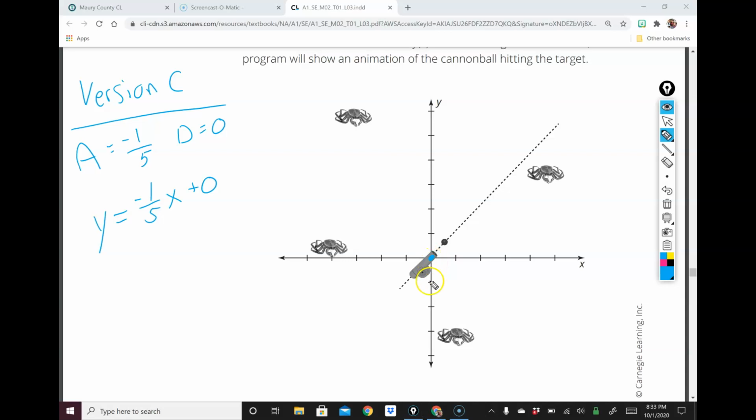And we're going to go down 1 to the right 5. 1, 2, 3, 4, 5. In the other direction, up 1. 1, 2, 3, 4, 5. So it looks like we might hit that one right there. Might be off just a little bit. Maybe we'll just clip one of his legs.